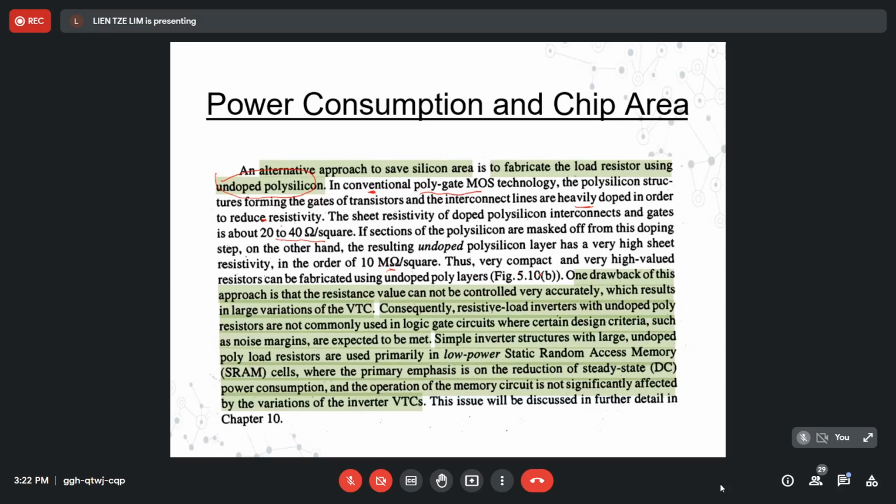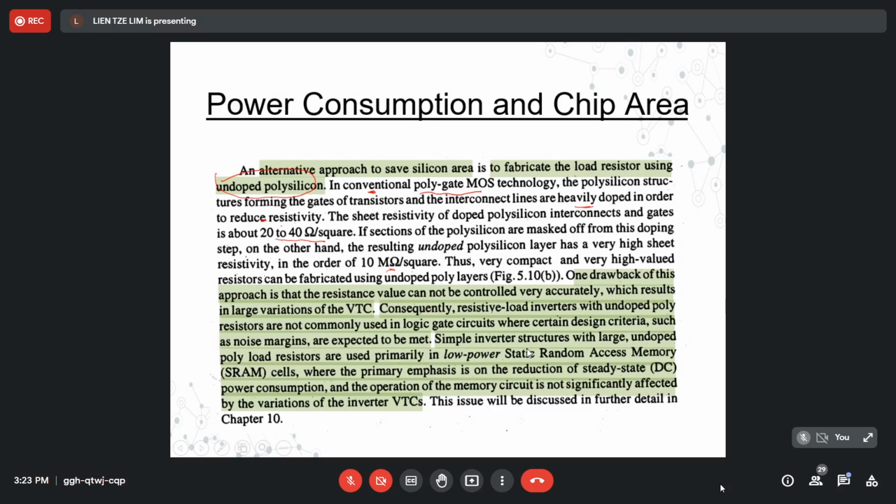Thus, very compact and very high value resistors can be fabricated using undoped poly layers. One drawback of this approach is that the resistance value cannot be controlled very accurately, which results in large variations of the VTC. Consequently, resistive load inverters with undoped poly resistors are not commonly used in logic gate circuits where certain design criteria such as noise margin are expected to be met.